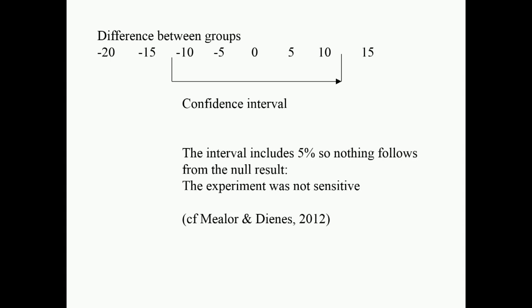Okay, so the confidence interval includes 0. That's what it means to say it was non-significant. But it also includes 5%. And we just concluded 5% was interesting, because that's what Rieber got. So nothing follows from the experiment. We just don't have sensitive enough data yet. As you run more subjects, your confidence interval will shrink. So you need to run more subjects until it shrunk to a point that it was discriminating.